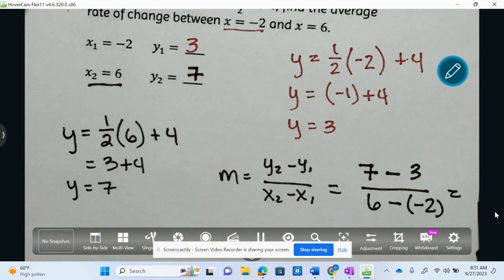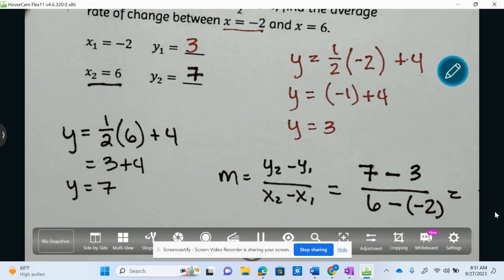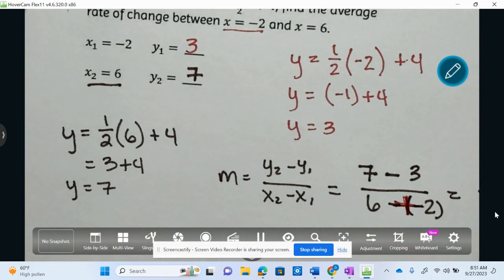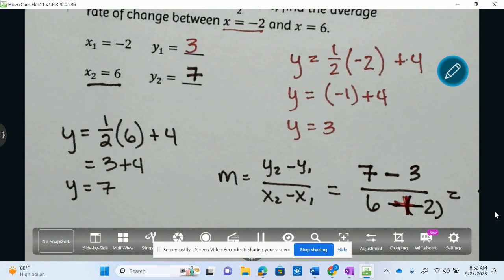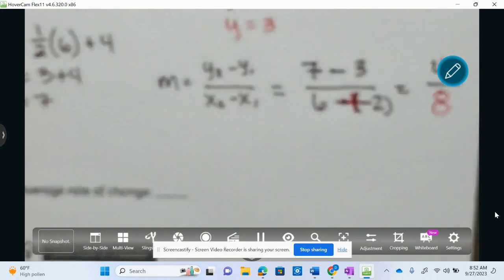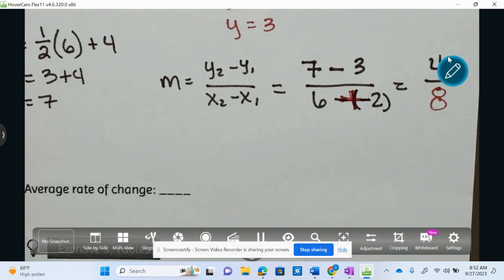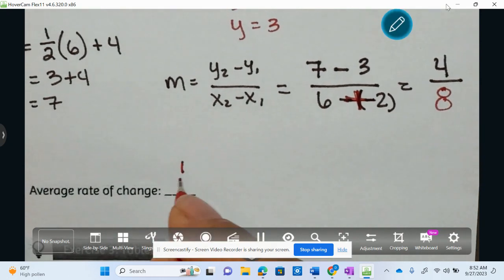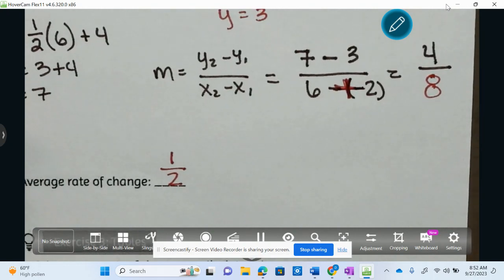All right, 7 minus 3 is 4. 6 minus a negative turns into a great big plus sign. And 6 plus 2 is? 8. So what does 4 over 8 reduce to? It reduces to 1/2. So this is 1/2. Okay. Does that make sense?